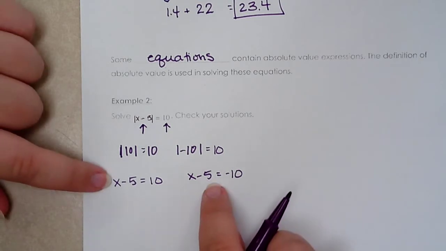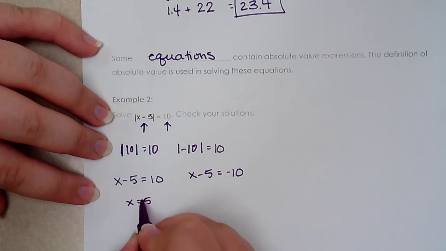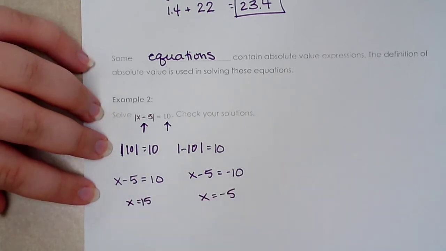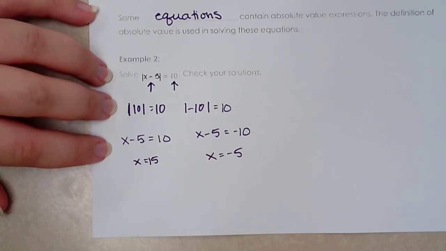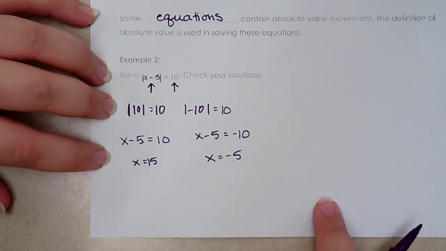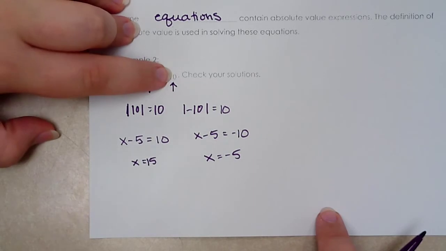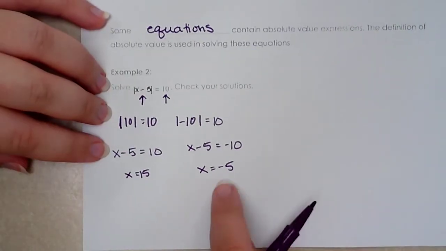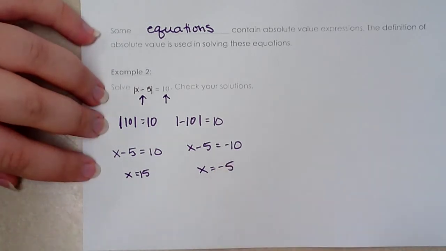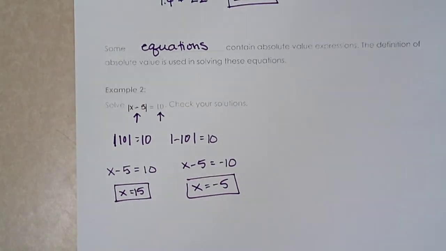Once we have our two sides, we're just going to go ahead and solve. Add the 5 over, we get x equals 15. Add the 5 over, we get x equals negative 5. And then of course it says check your solutions. We have to be careful because absolute value can be a little tricky. So I plug 15 back in and I get 15 minus 5 is 10. Absolute value of 10 is 10. Check, that one's good. Negative 5 minus 5 is negative 10. That becomes a positive 10. That one's also good. Let's box those answers, make it really clear, and we're done there.